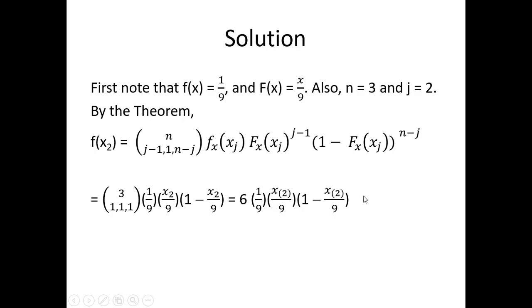So by the theorem, you could see what we get. We could maybe simplify this a little bit more, but basically we get 6 times 1/9 times x2 over 9 times 1 minus x2 over 9. And so there we have it, we have the PDF of the particular order. So if I wanted to find a probability related to x2, we could simply set up the integral and use this as our PDF.